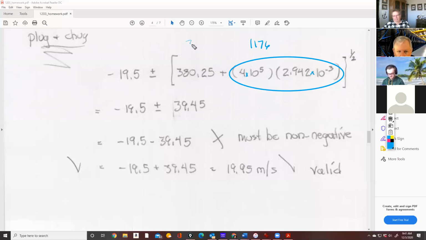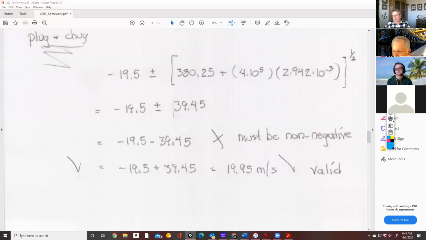$1176.8. Yeah. So 380.25 minus that and the square root. That's imaginary. Yep. So in other words, that pressure gradient force is too strong for the curvature I gave you. So you can't solve the ageostrophic case. Oh, this is a trick question.